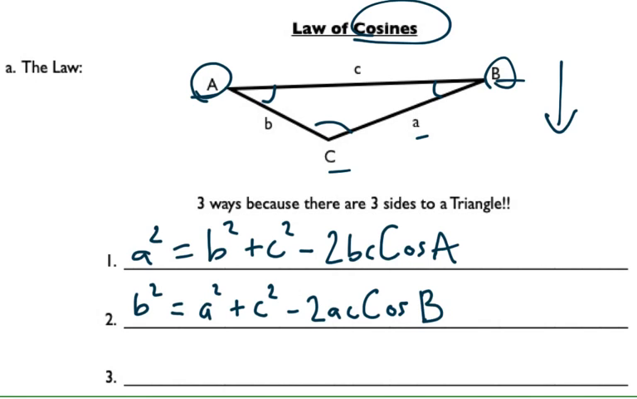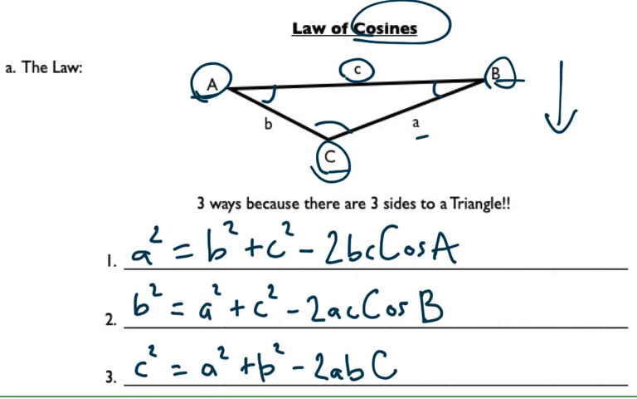And then last but not least, if we're focusing on angle C and side C, and trying to solve for angle C, it's going to be lowercase c squared equals A squared plus B squared minus 2AB times the cosine of big C. Depending on the setup of the triangles that we're given, we will use one of these three.